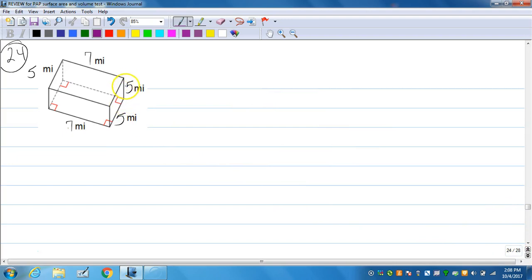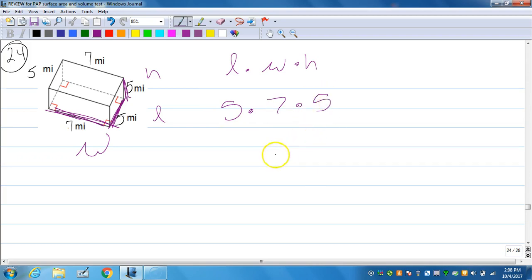Here's another one. Is this a prism that only has squares and rectangles? Yes. So here is the length. Here is the width. Here is the height. Length times width times height. 5 times 7 times 5. That is 175. And you're done.